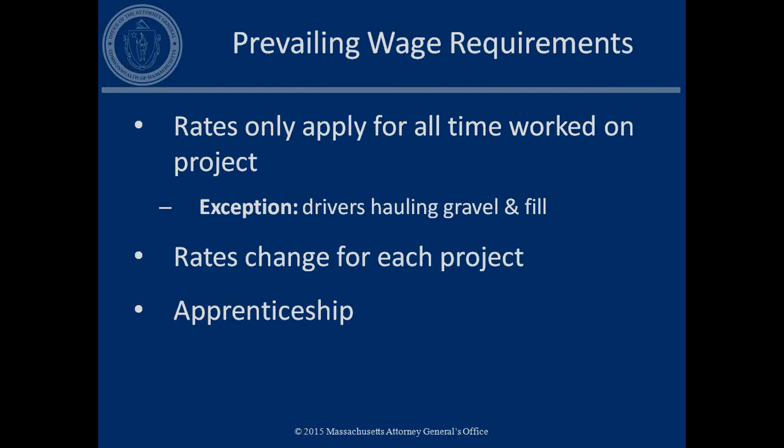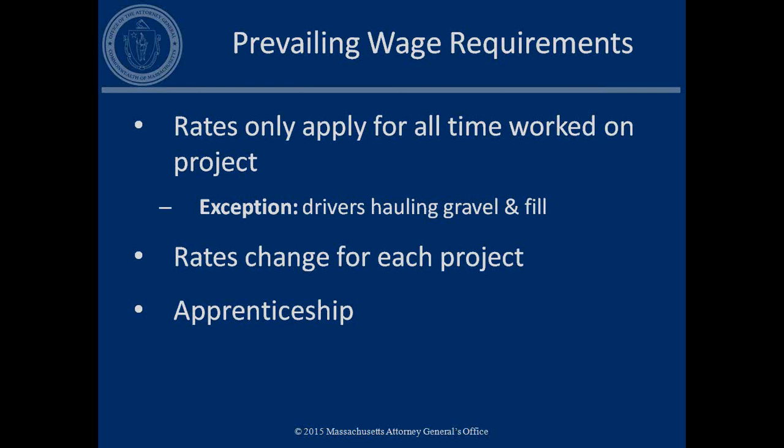The rate will only apply to the work performed on that project. So if the company obviously has workers performing private construction work, just because they happen to also be performing work on a public construction project, they're only due the rate for the time they spend on the public construction project. This is a very important point I'm about to make: the rate changes for each project. So every public construction project in the Commonwealth gets its own separate prevailing wage rate sheet issued by the Department of Labor Standards.